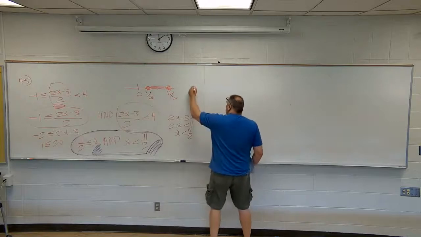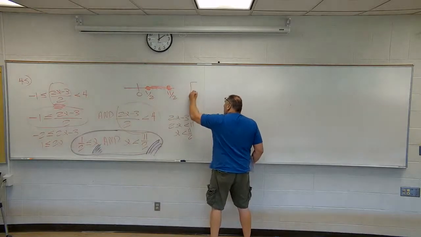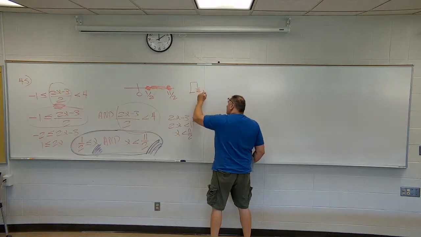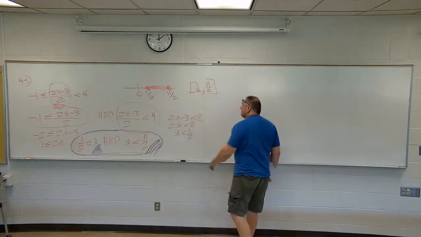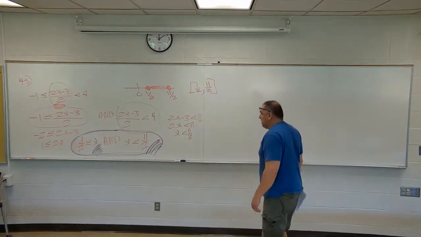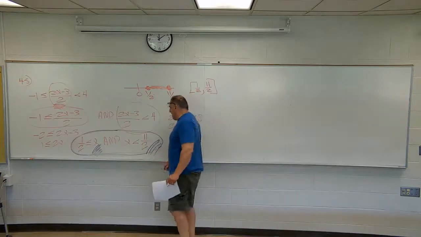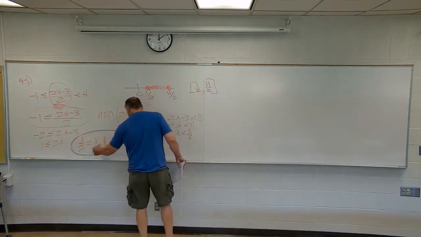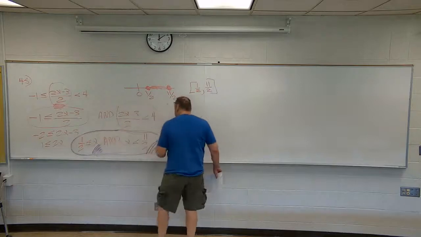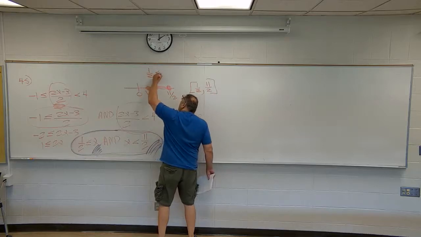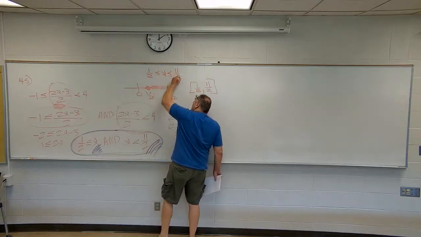And in interval notation, if it's not inclusive, it's parentheses. It's brackets if it is inclusive. The "and" means you've got this and you've got that. That means 1/2 is less than or equal to x, and x is less than or equal to 11/2.